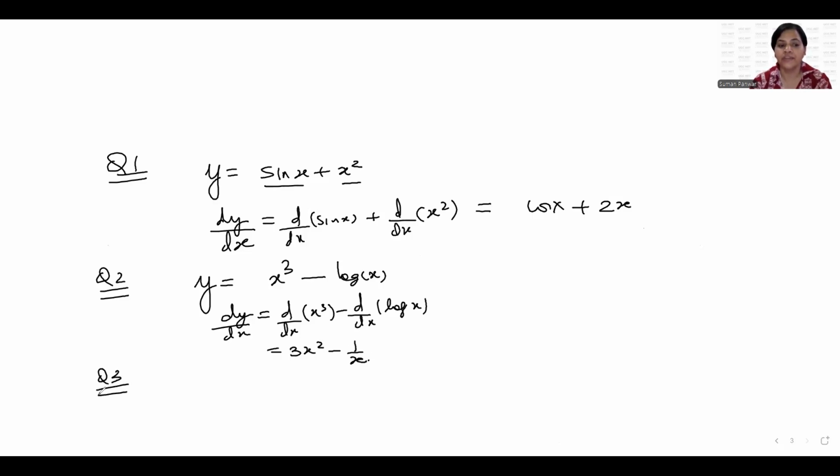Now, question number 3, let us see how the constant multiple rule is applied. Let y is equal to 3 times x^7. So the constant will be written as it is, and we will calculate the derivative of x^7, which is 7x^6. So these are simple rules.